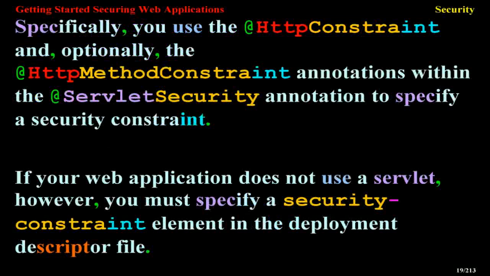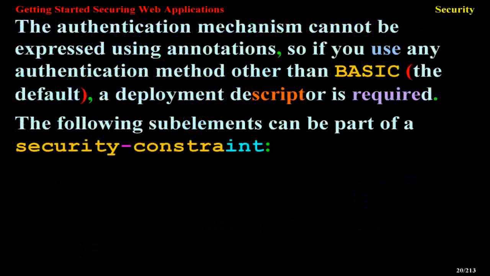If your web application does not use a servlet, however, you must specify a security constraint element in the deployment descriptor file. The authentication mechanism cannot be expressed using annotations, so if you use any authentication method other than basic, the default, a deployment descriptor is required. The following subelements can be part of a security constraint.